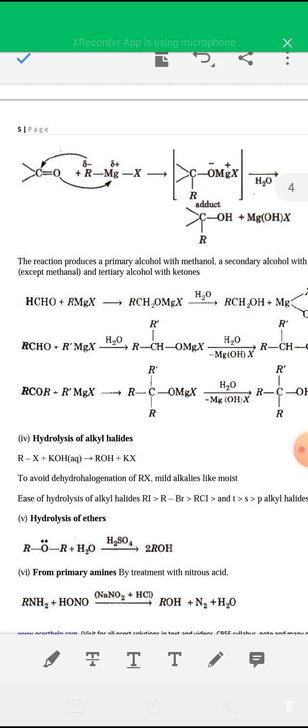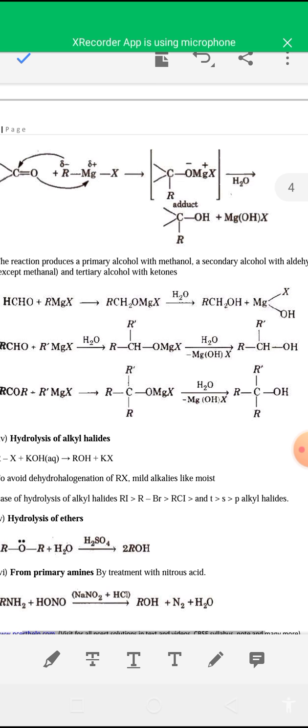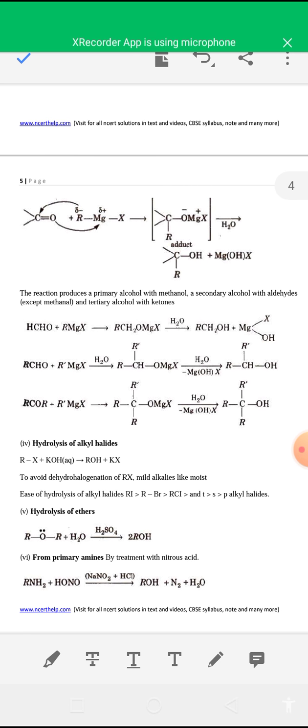When formaldehyde HCHO reacts with Grignard reagent, we will always get a primary alcohol, RCH2OH. If another aldehyde RCHO reacts with Grignard reagent R'MgX, then after hydrolysis in the next step we will always get a secondary alcohol, RR'CHOH. And if a ketone reacts with Grignard reagent, then we will get a tertiary alcohol after hydrolysis.